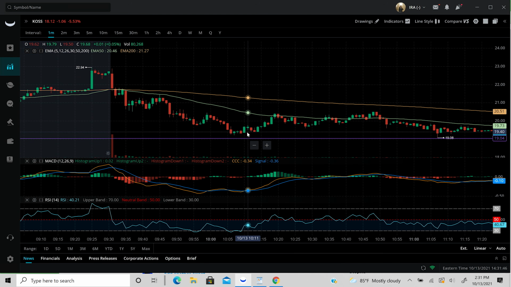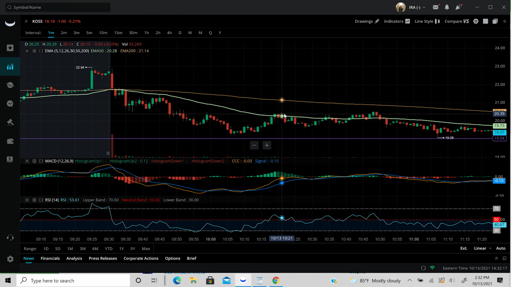Now, we got confirmation from the RSI and the MACD. We had a crossover with the MACD over the signal line. That is a bullish signal to me. And we got confirmation with the RSI breaking to the upside. I would have normally exited this trade at 20.37 because we reached the 50 EMA. But I said, screw it. I already had my stop loss at 19.45.